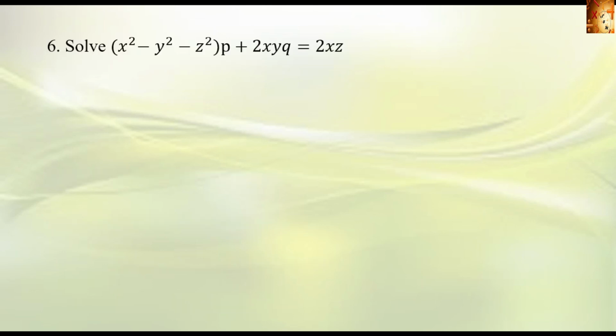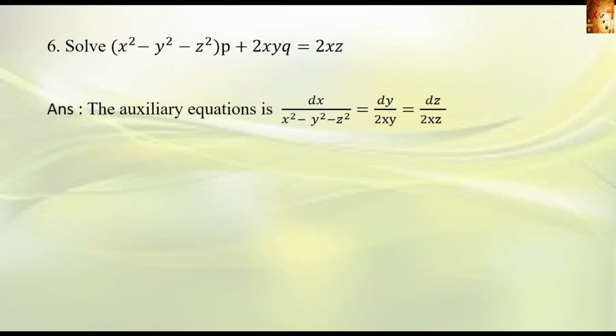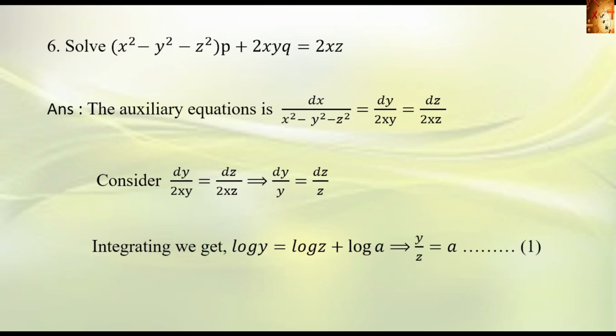Next problem, solve x square minus y square minus z square into p plus 2xyq equal to 2xz. This is the auxiliary equation here. Considering the last two fractions, we have x as a common term. So cancelling x from both sides, we get dy by y equal to dz by z. On integrating, log y equal to log z plus log a, which implies y by z is equal to a. Equation number 1, that is the first solution.